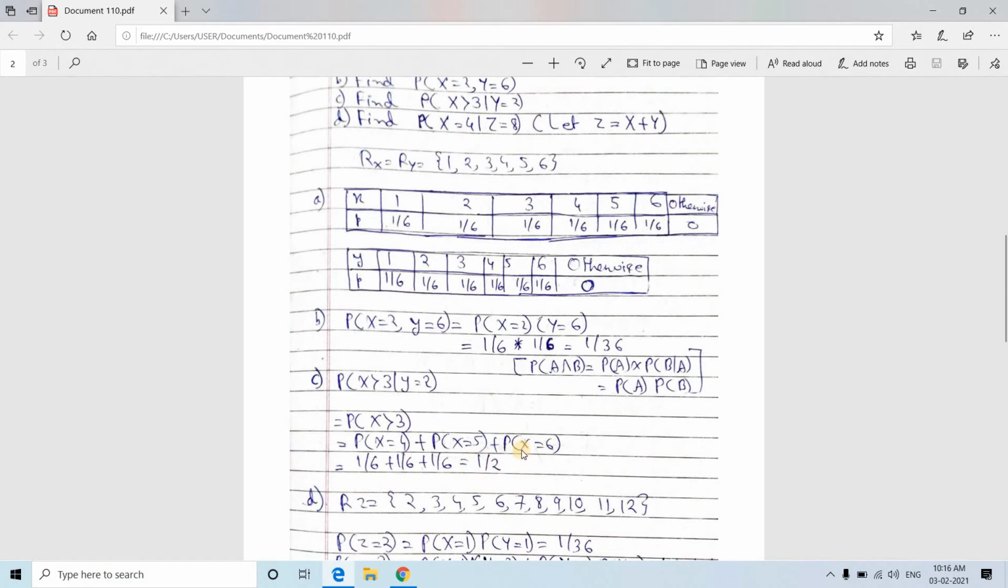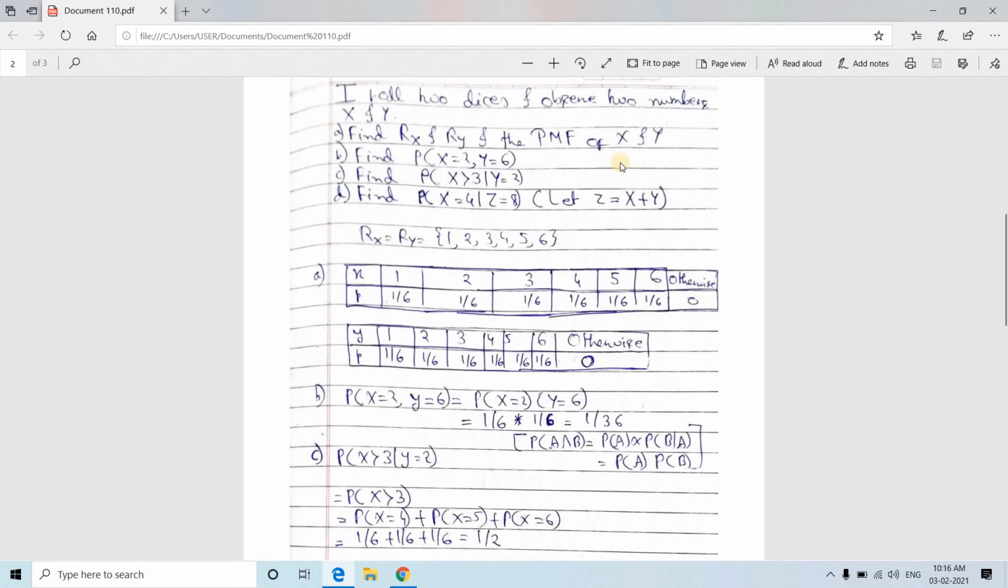Okay, right? I hope you can understand. Then, now the next question: what is the probability that x equal to 4, with respect to the condition that z equal to 8 already happened? Now see, we cannot say this particular probability calculation will be equal to P of x equal to 4.